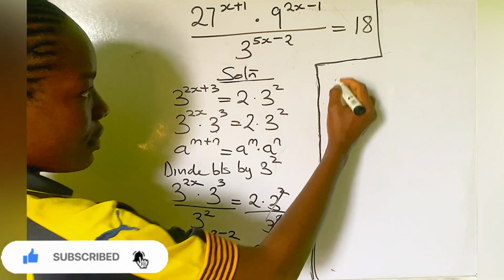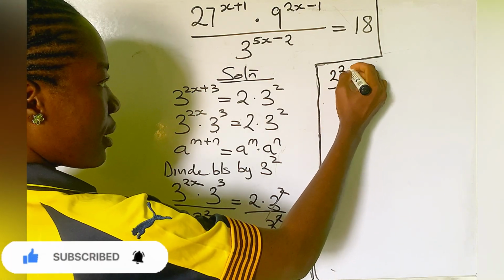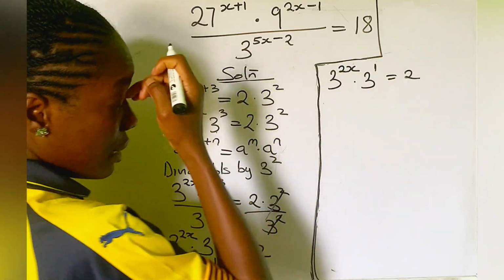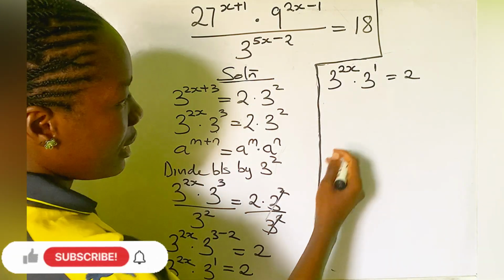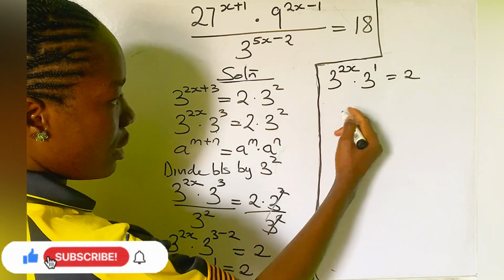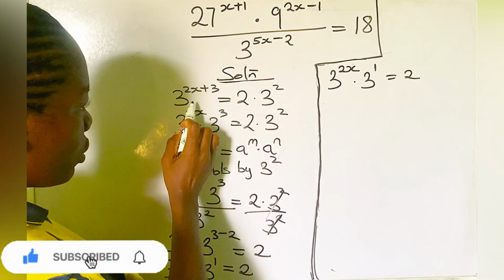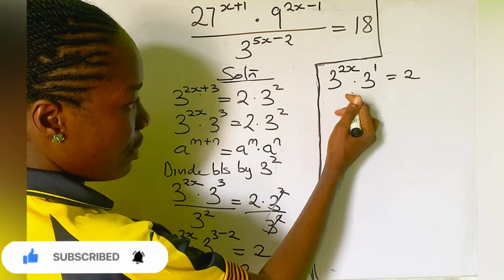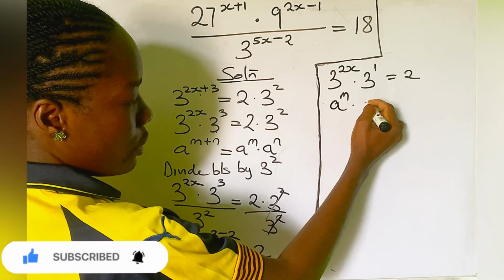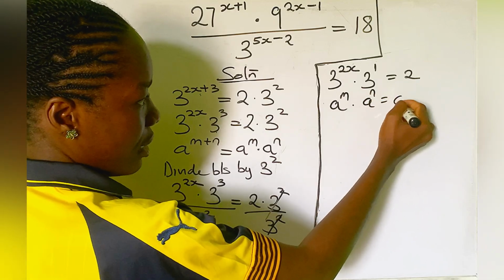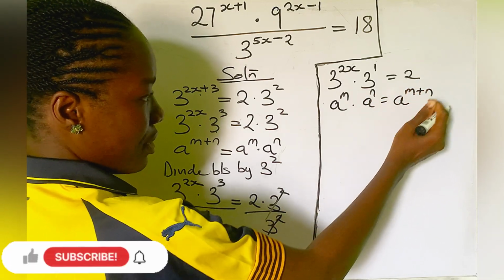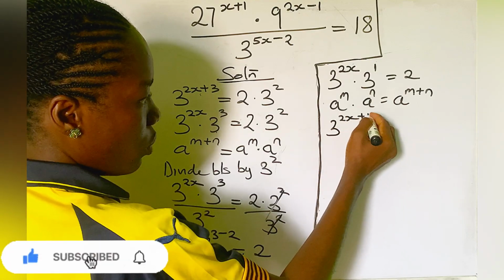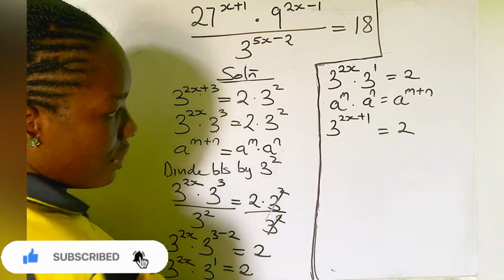So now we have 3 to the power of 2x multiplied by 3 raised to the power of 1 is equal to 2. Now, in hindsight, I'm thinking it's better we reverse this to the original state that it was like this. When you have to reverse this, right? When you have a to the power of m multiplied by a to the power of n, it's the same thing as saying a to the power of m plus n. That's the way to reverse it. So now we're going to be saying 3 raised to the power of 2x plus 1 is equal to 2. Now we have reversed it.